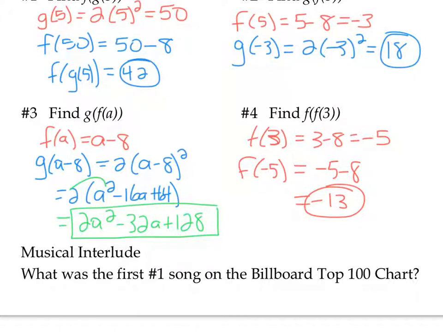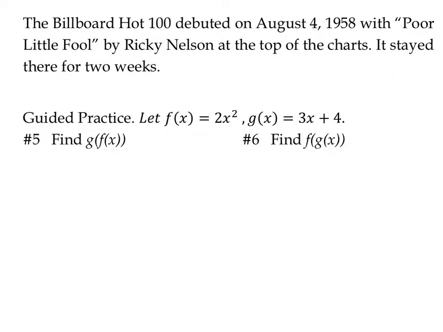What was the first #1 song on the Billboard Top 100 charts? The very first song in the Billboard Top 100 was Poor Little Fool by Ricky Nelson. The Top 100 debuted in 1958, and that song stayed on the top of the charts for only 2 weeks, but hey, 2 weeks longer than any song I've ever had, so congrats to Ricky Nelson for being the first song on that Top 100 chart for a couple weeks.